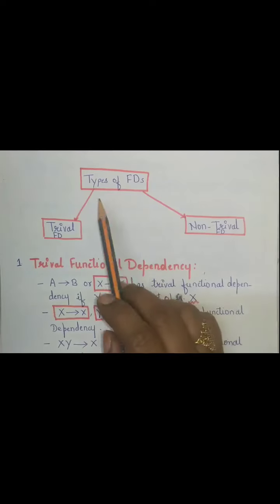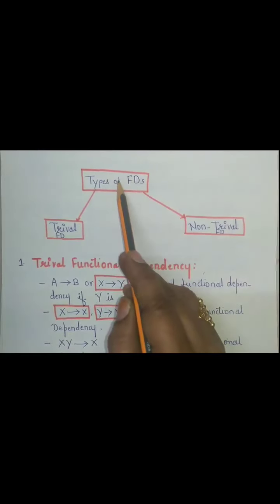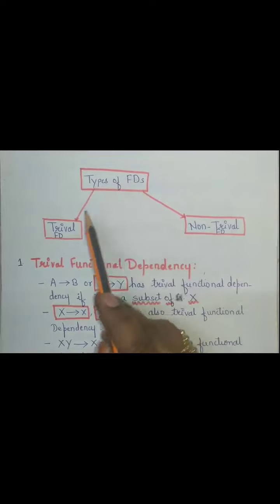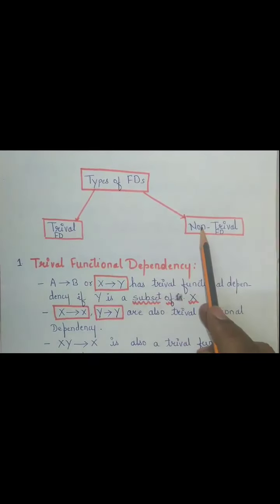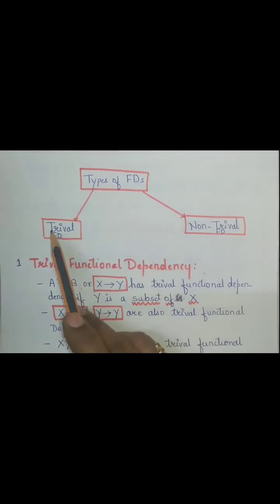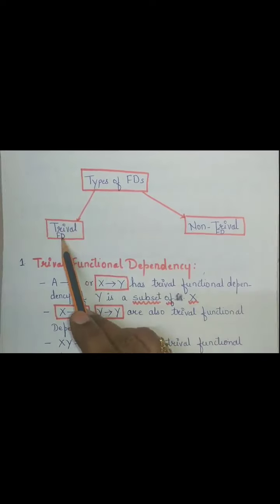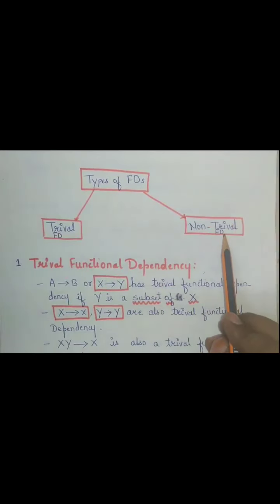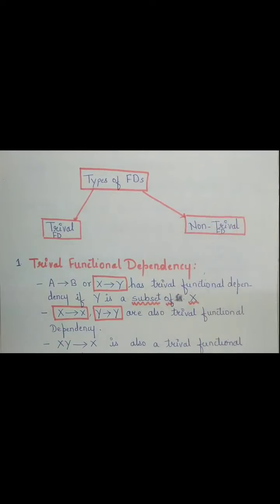Now next, we are going to see the types of functional dependency. Okay. So there are two types of functional dependency which we are going to see today, that is trivial functional dependency and non-trivial functional dependency. Now let's see what is the meaning of trivial functional dependency.